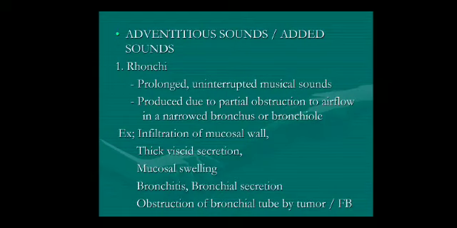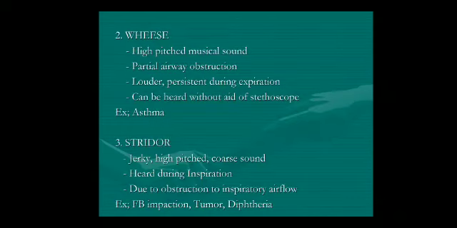So that usually occurs when there is partial obstruction to the flow of air in a narrowed bronchus. This is usually seen in bronchitis, bronchial asthma, or if there is any obstruction to the bronchial tube by a tumor or any foreign body. The narrowing of the lumen of the airway may occur due to mucosal swelling or any secretion. So that is about the rhonchi.